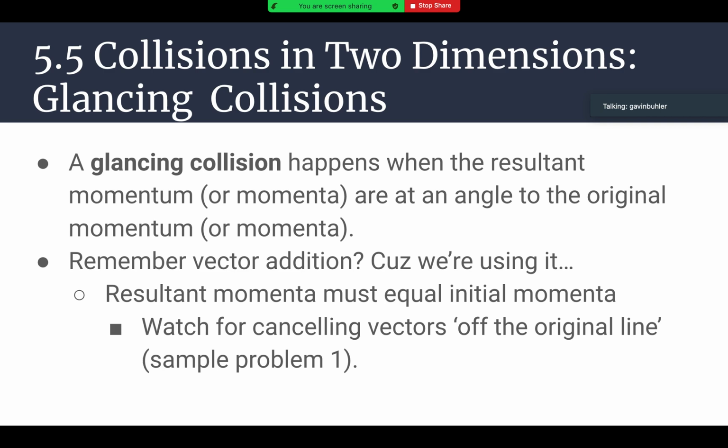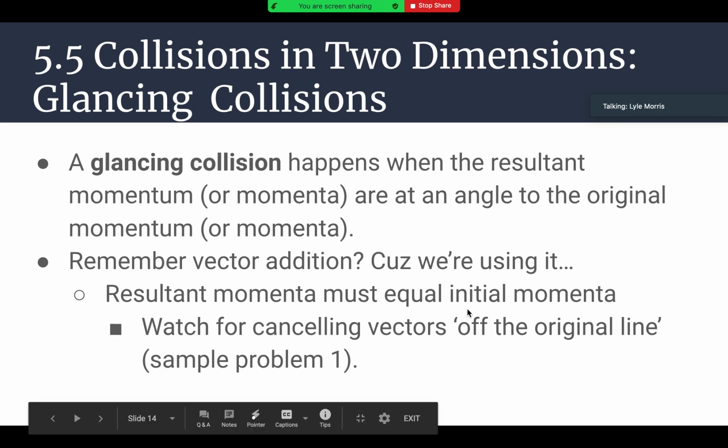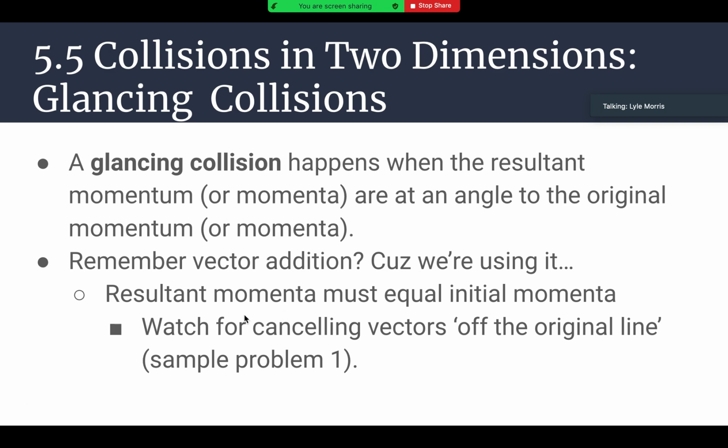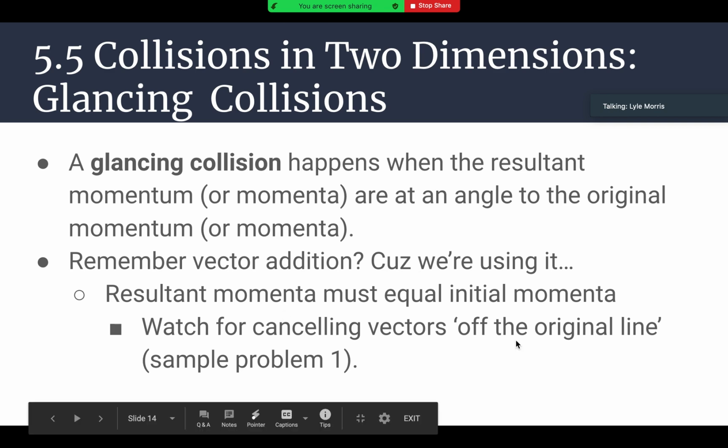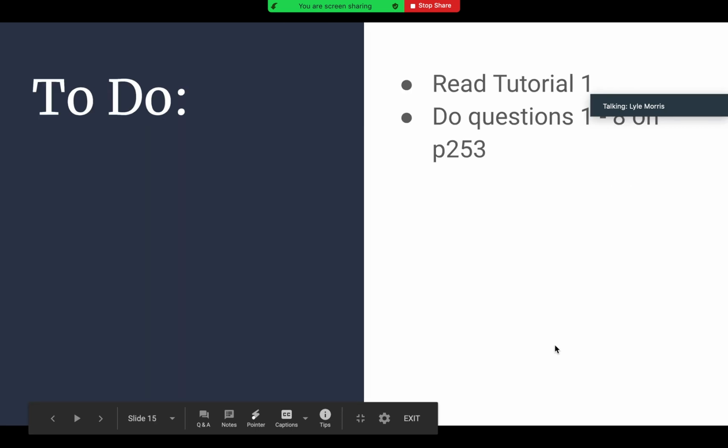Okay, glancing means they're at an angle to the original momentum. All that means is that they're not in a straight line, train track style, where one hits and then either they both move away from each other or what have you. There's going to be an angle involved, which is why we're going to do vector addition, but we're doing it with momentum, and that changes things a bit. We'll do an example. The note here: watch for canceling vectors off the original line. I'll let you write this down, then I'll talk about what that means.